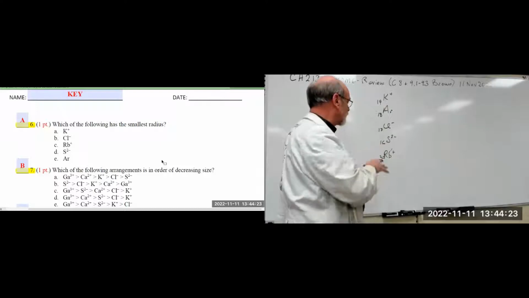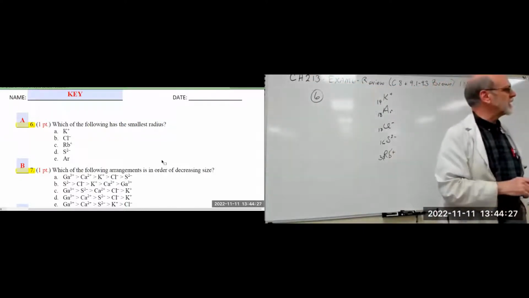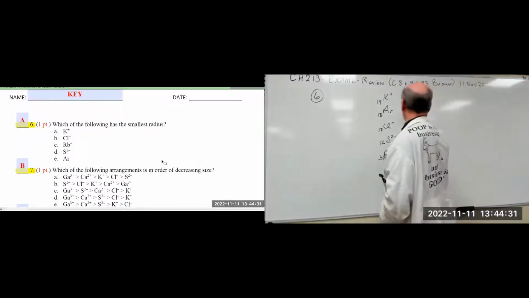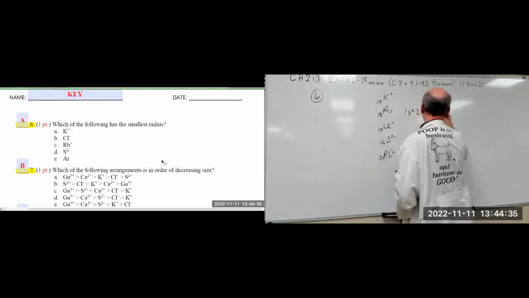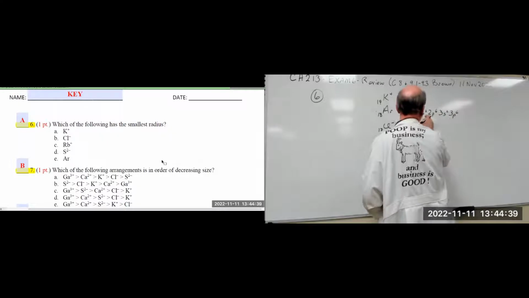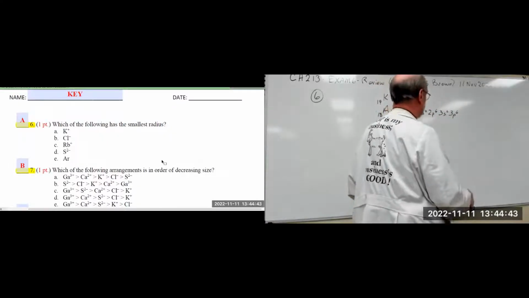Right? They're all isoelectronic. They have the same electronic structure. And that would be, let's see, 18. 1s2, 2s2, 2p6, 3s2, 3p6, probably. 2, 4, 10, 18. Yeah. They all have that structure electronically.